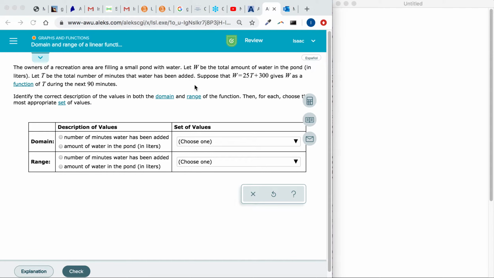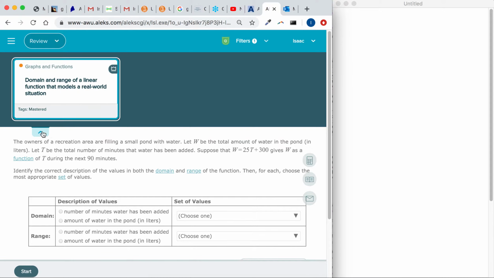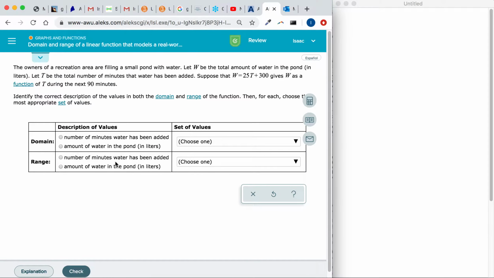Domain and range of a linear function. The model is a real-world situation. We have the owners of a recreation area filling a small pond with water, and they give us an equation for W, which is the amount of water in the pond, and T is the total amount of minutes that the water has been added.